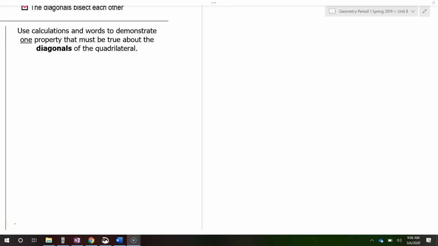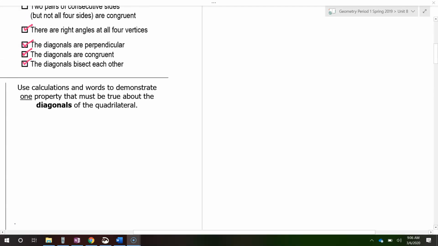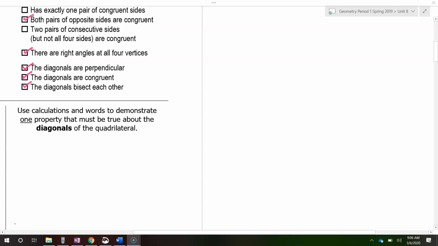All right, let's switch gears a little bit. Use calculations and words to demonstrate one property that must be true about the diagonals of the quadrilateral. Okay, so we have a bunch of properties that we could prove. The diagonals are perpendicular, the diagonals are congruent, the diagonals bisect each other. Okay?